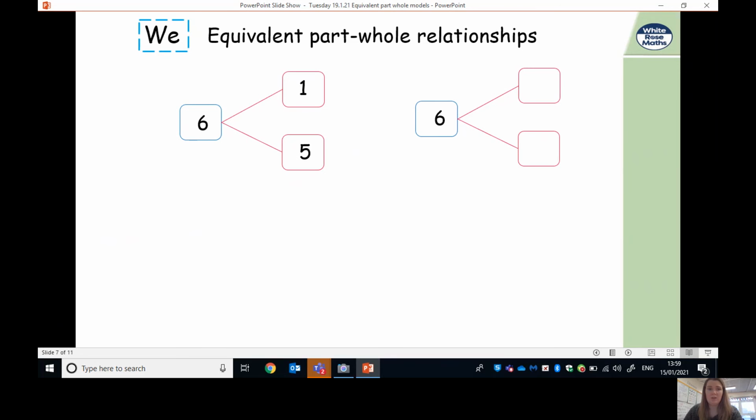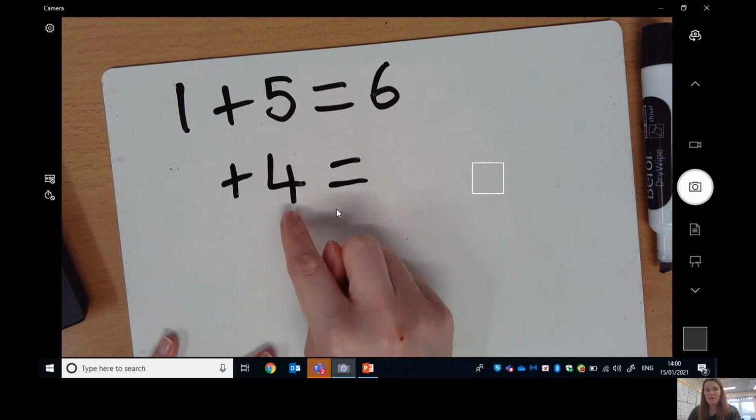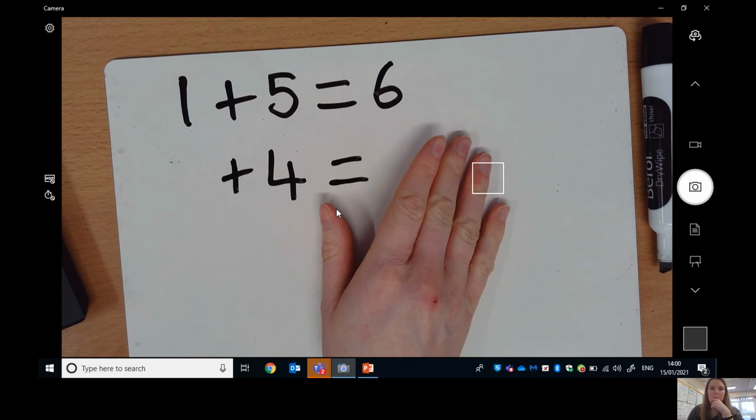So the first equation I'm going to do is 1 plus 5. 1 plus 5 is 6. Can you find another way to make 6? I want you to try using the number 4. If we want to use the number 4 to make 6, we found 1 plus 5 is 6. If I want to use the number 4 to make 6, how many cubes should I get?